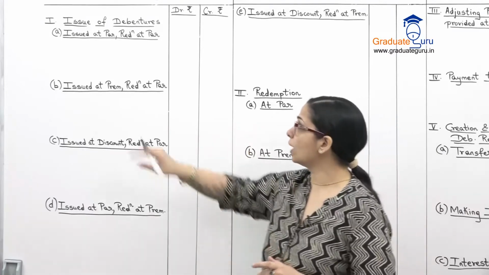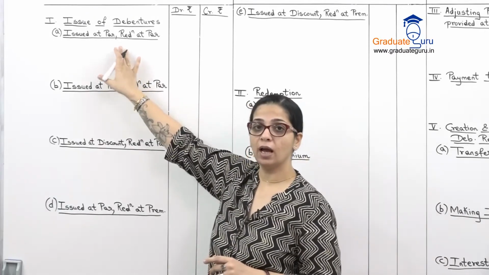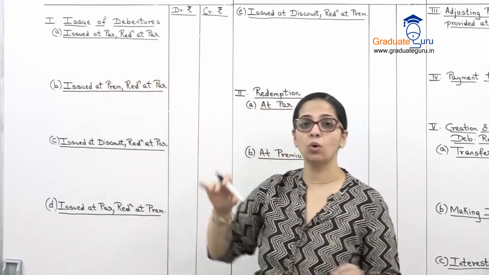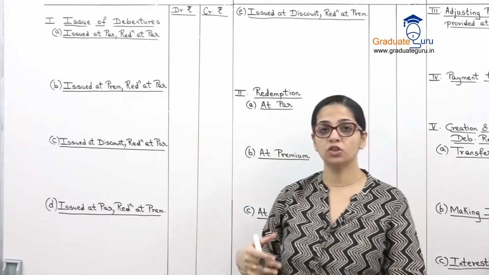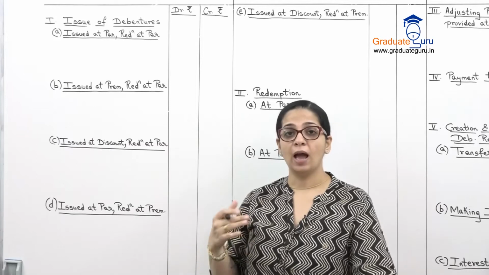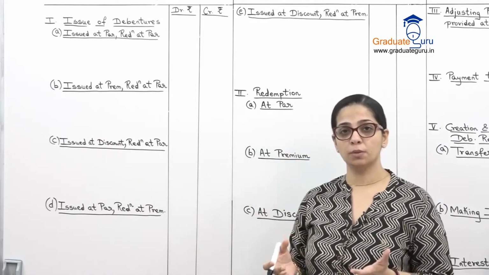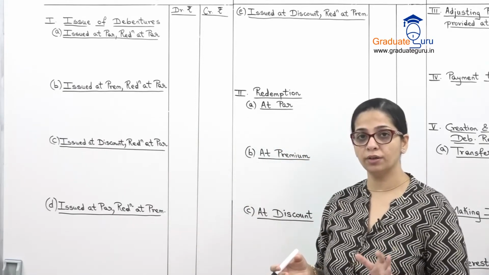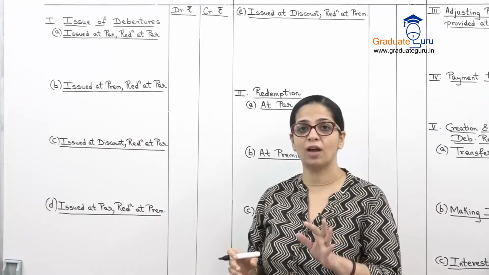Okay, so first one is issued at par and redemption is also at par. Means जब हमने debentures issue किए थे, we had not taken any premium, and when we are redeeming those debentures, at that time also the redemption is going to be at face value only.